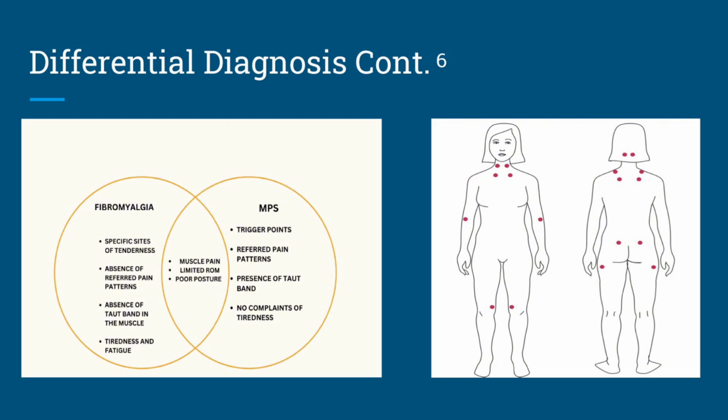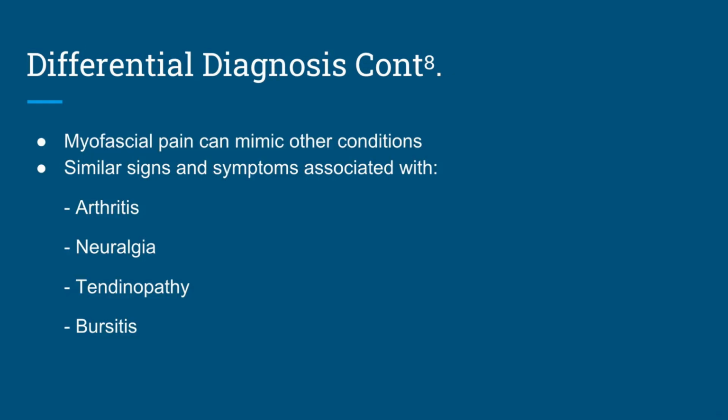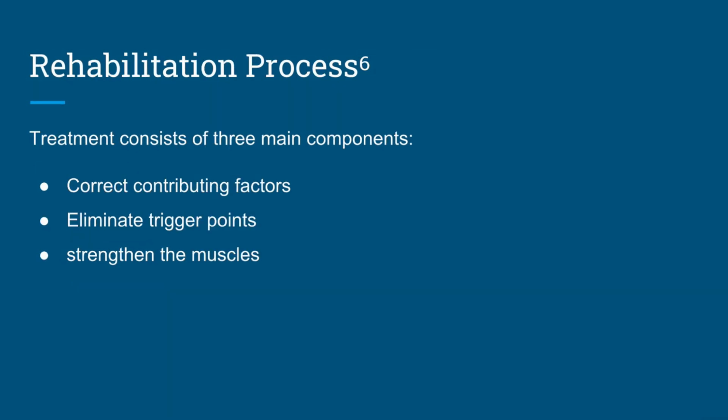And then here's just a picture of those 11 to 18 specific tender spots throughout the body with fibromyalgia. And then just a few other conditions that can mimic myofascial pain patterns are arthritis, neuralgia, tendinopathy, and bursitis. For the rehab process, according to our Therex book, the treatment consists of 3 main components. It's correcting contributing factors, eliminating the trigger points, and strengthening the muscles.